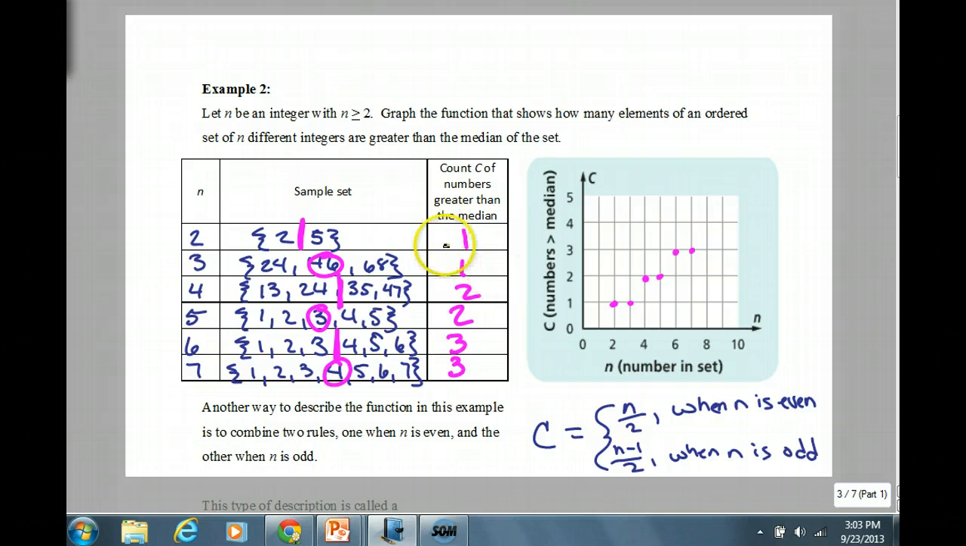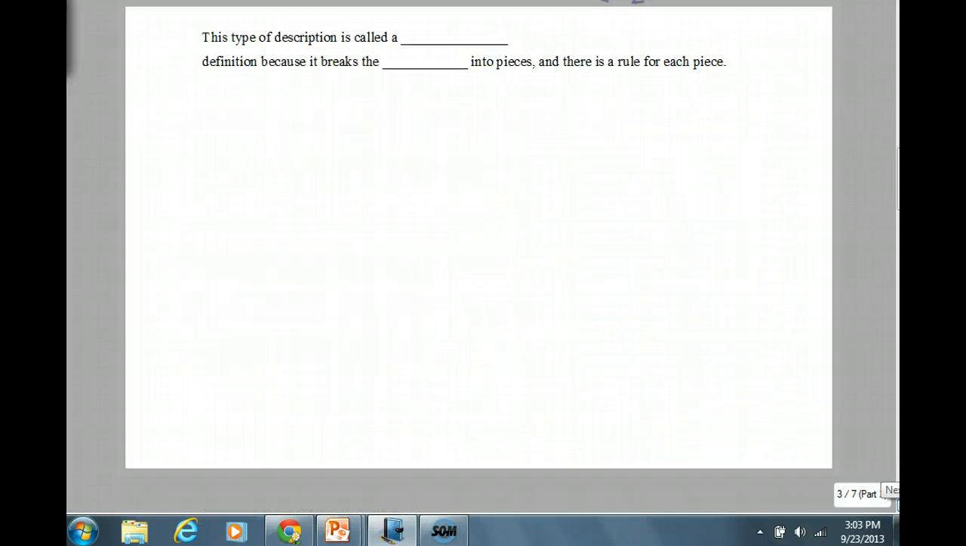This is given to you in this case, but okay. So, I'm going to turn my page. This type of description is called a piecewise function. Okay? Because it breaks down the domain into pieces, and there's a rule for each piece.